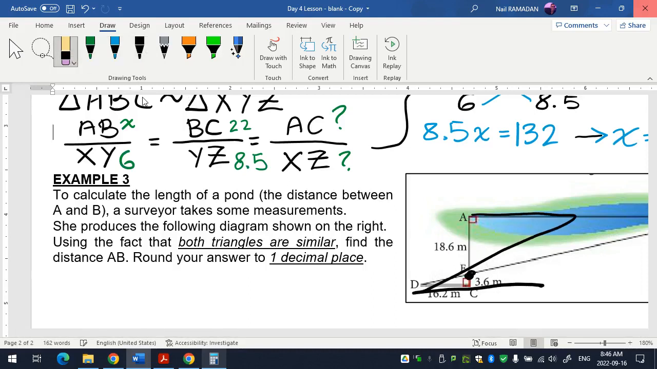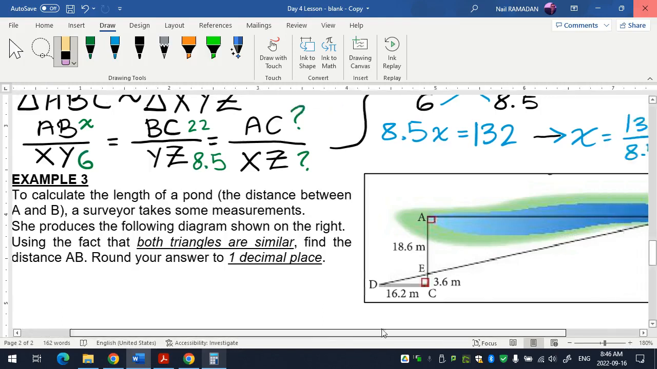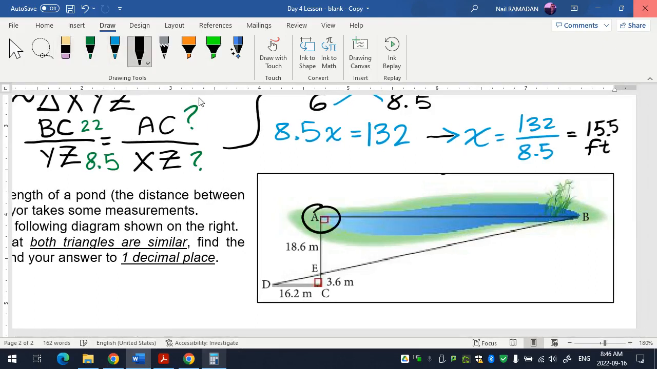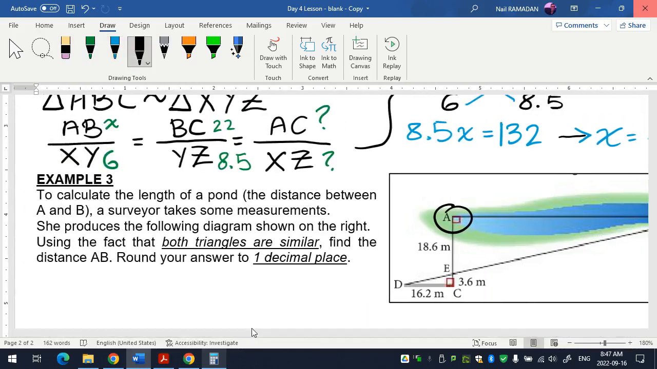Okay, but what's the problem saying? To calculate the length of a pond, a body of water, so the distance between A and B, from here to here. A surveyor, someone with a kind of tripod, it's actually not a camera, it's like a laser beam, measures distances very accurately, sometimes even to the millimeter. A surveyor takes some measurements. She produces the following diagram shown on the right.